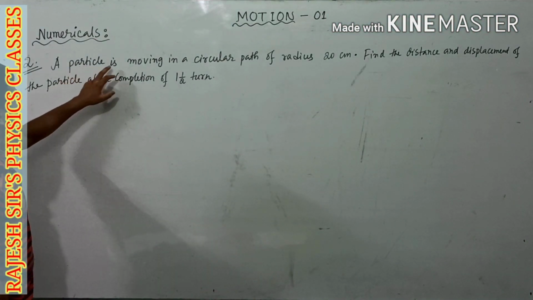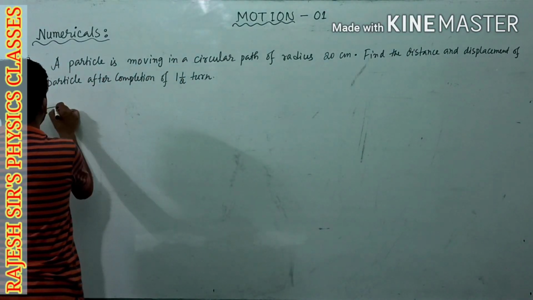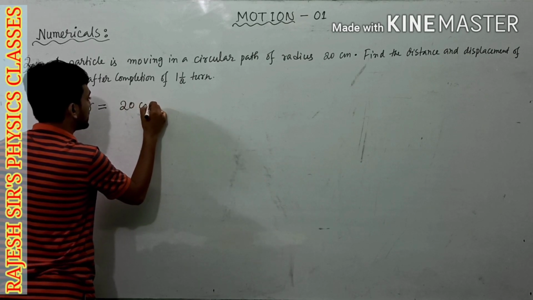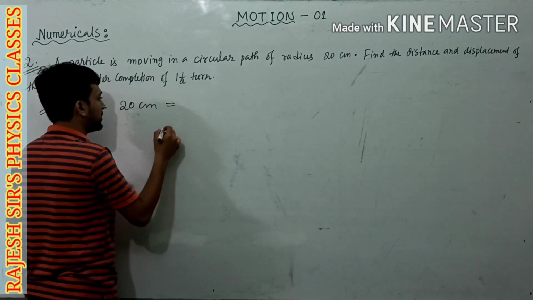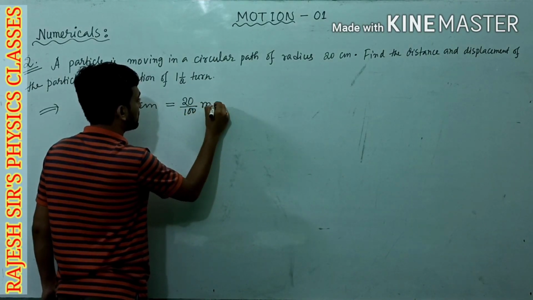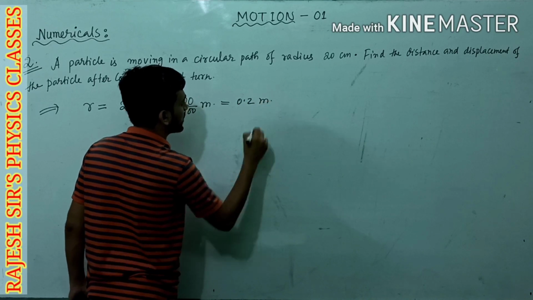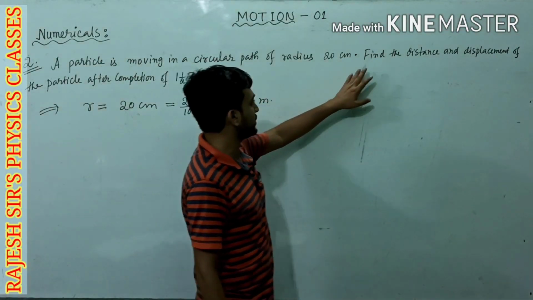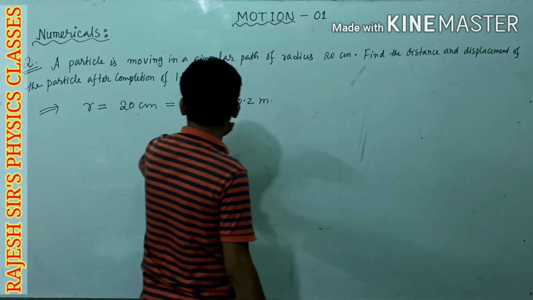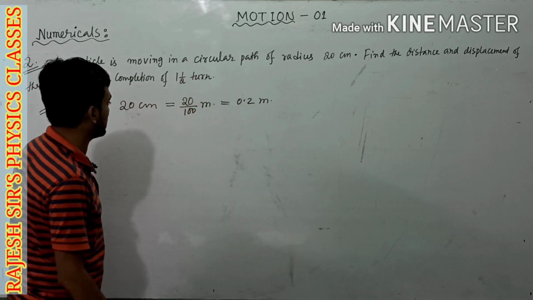It is given that a particle is moving in a circular path of radius 20 centimeter. What is given? Radius of the circular path is 20 centimeter. You convert it into meter. 20 by 100 meter. That means 0.2 meter. Now what we have been asked? We have been asked to find distance and displacement of the particle after completion of 1.5 turns.